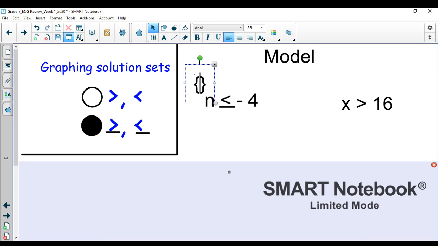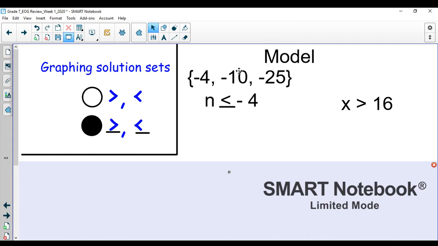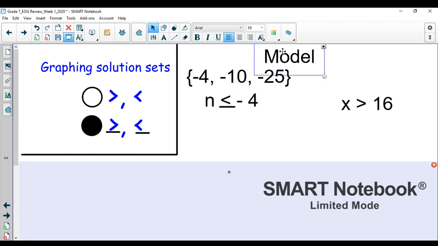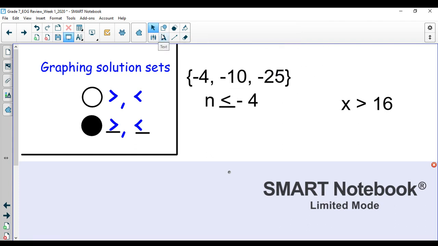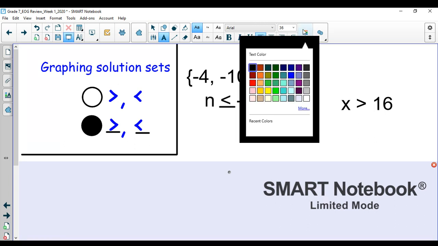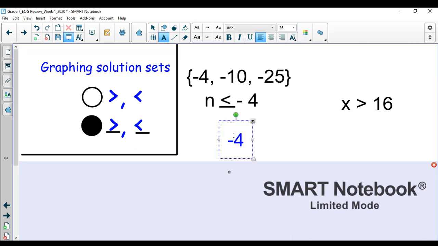Well, I know because it could be equal to it that -4 is the first number that will work in the solution set. And I'm thinking about numbers that are less than -4. So small numbers. A number like -10 is less than -4, and so is -25. All three of those numbers are less than -4. It's important to think about those numbers as a solution set because once you know the solution set, it becomes a lot easier to graph.